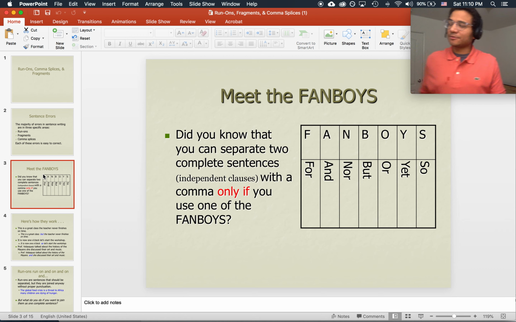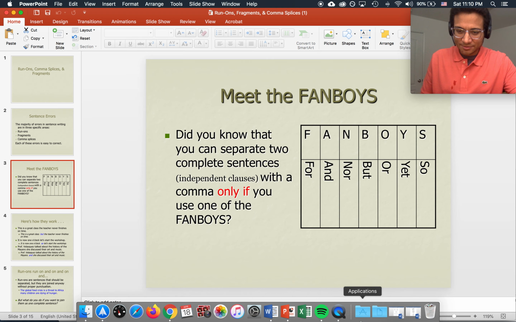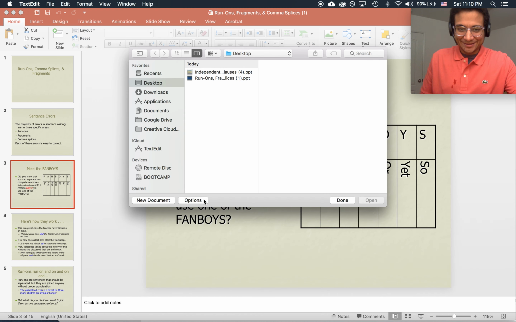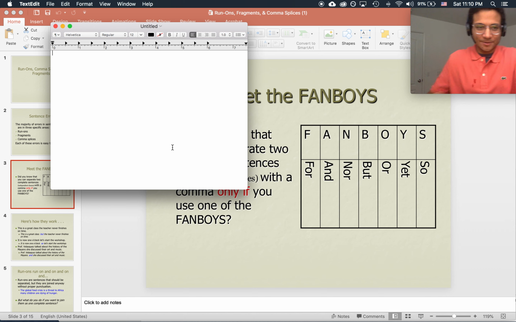But if I want to say, I am hungry right now. I went to the fridge to get some food. You see what's missing there? Yes, the coordinating conjunction. So I can say, I am hungry right now, so I will go to the fridge to get some food.